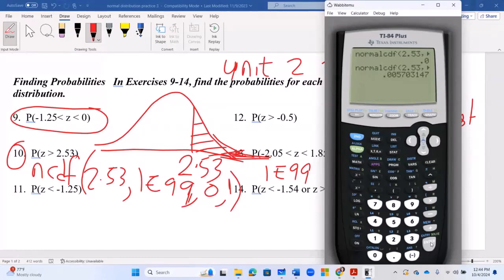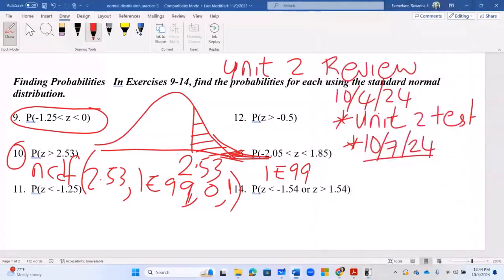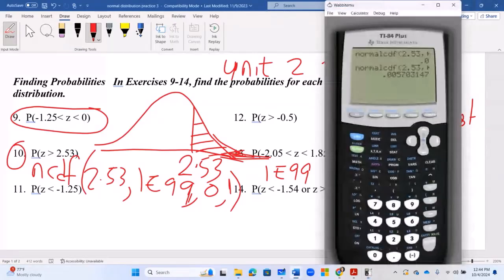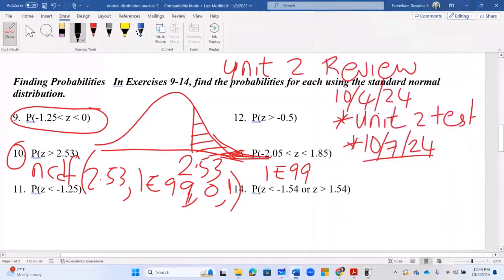So that area is almost 0. It's 0.006. In other words, that area is 0.6%. If I'm told to change it to percent, the area is 0.6%. Alternatively, I can say that the area is 0.0057. So that area is 0.0057.